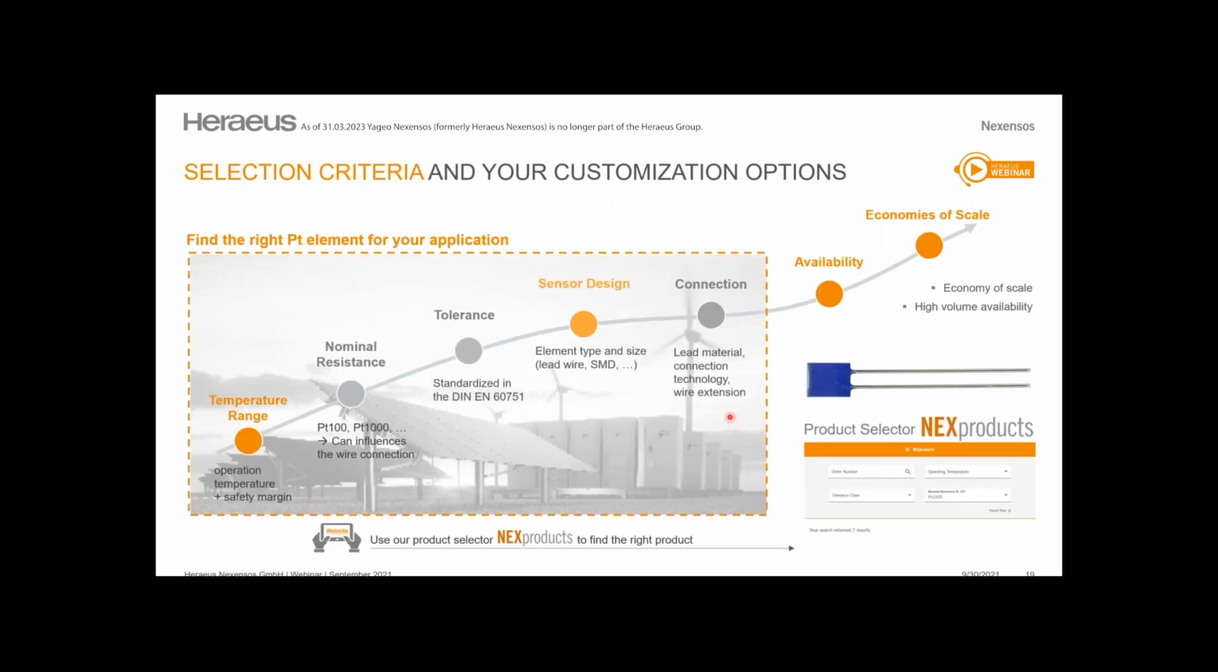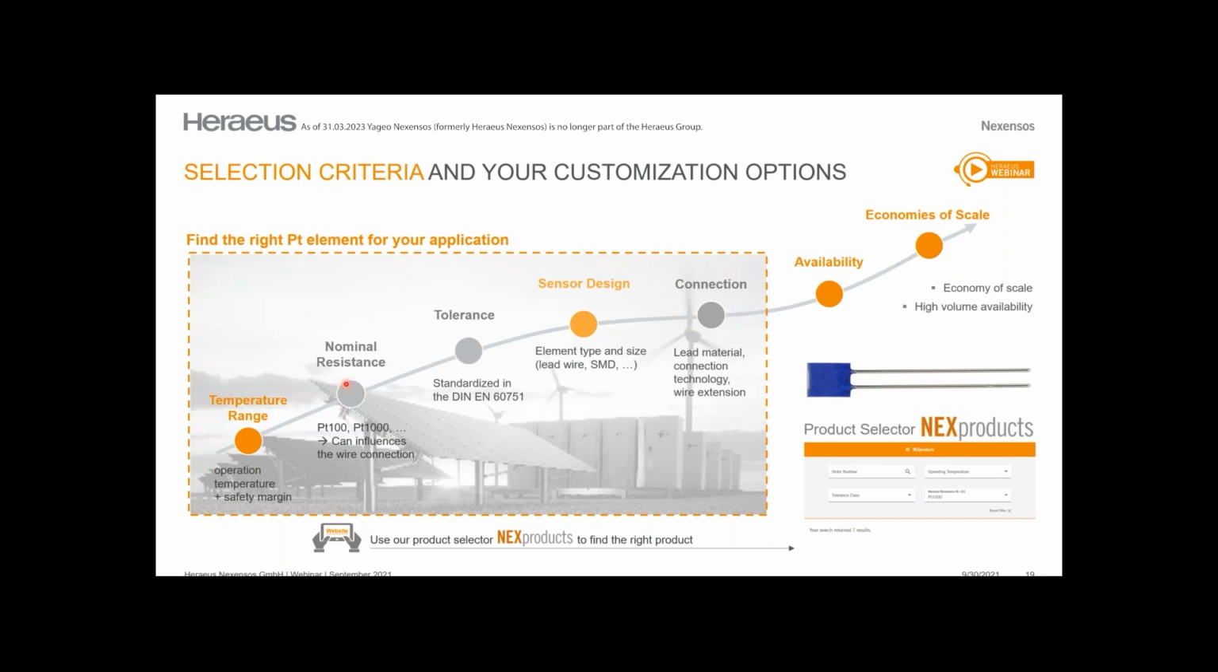Now let's go to the selection criteria and the theory. Here you see the selection journey that you typically go through. First of all, you need to decide on a temperature range, maybe additionally with a safety margin. You need to decide on your nominal resistance. It can be a PT100, PT1000. It could even influence the wire connection.